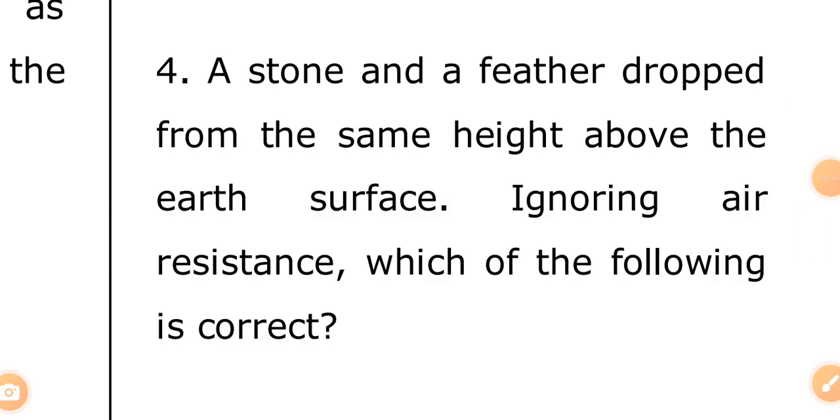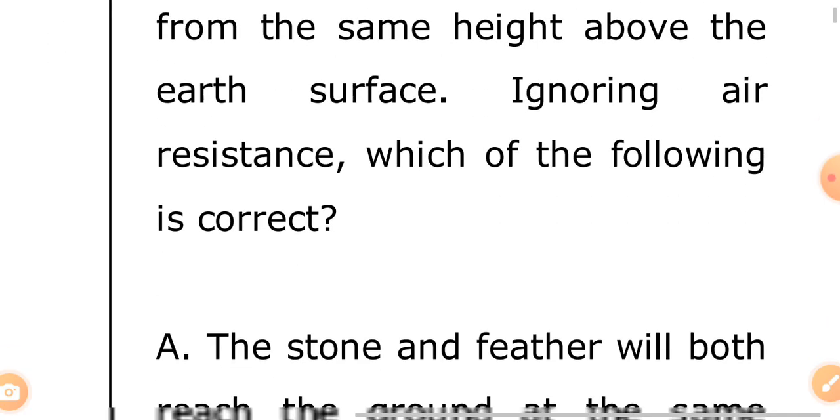A stone, remember this is for JAMB candidates writing physics. A stone and a feather drop from the same height above the Earth's surface. Ignoring air resistance, which of the following is correct? If they drop a stone and a feather, maybe from a chicken, from the same height above the Earth's surface, ignoring air resistance, which of the following is correct?